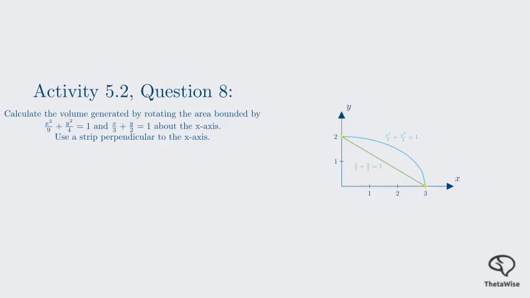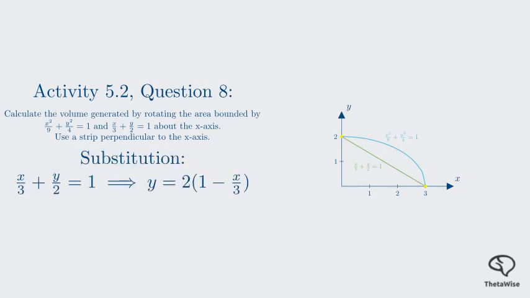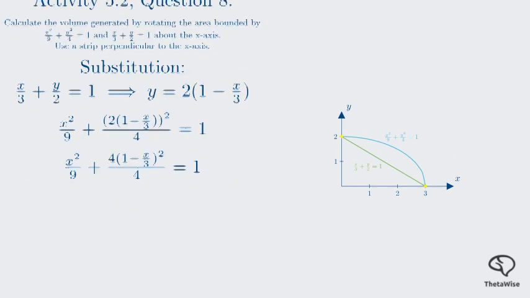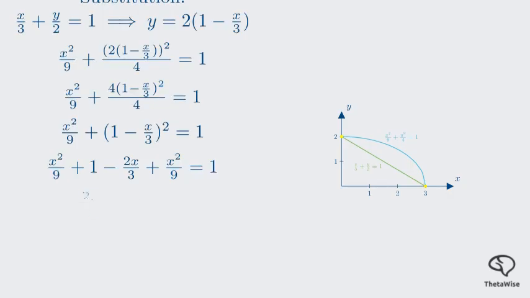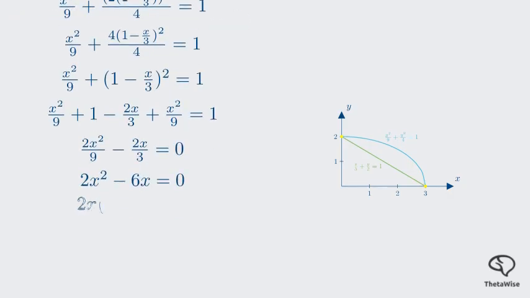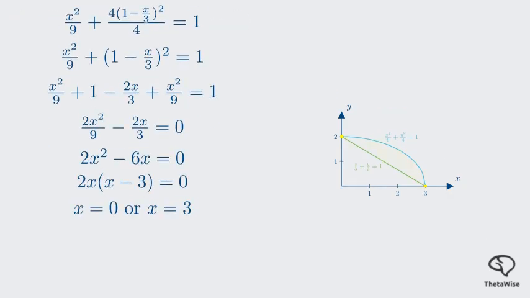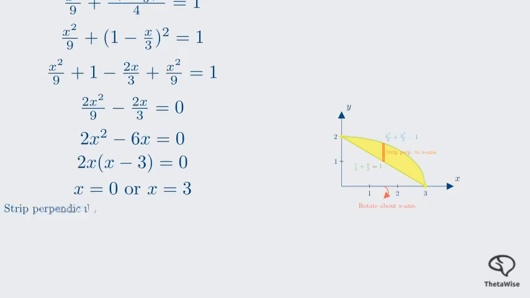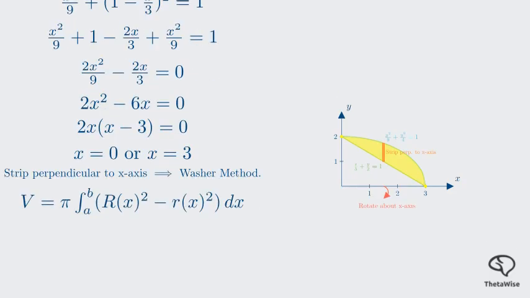So the line intersects the ellipse at 2 points. We can find these points by substitution. Substituting this into the ellipse equation and simplifying shows that the intersection points are (3, 0) and (0, 2). The area bounded by the ellipse and the line is the region between them. We will rotate this area about the x-axis. The problem specifies to use a strip perpendicular to the x-axis. This is a setup for the washer method.